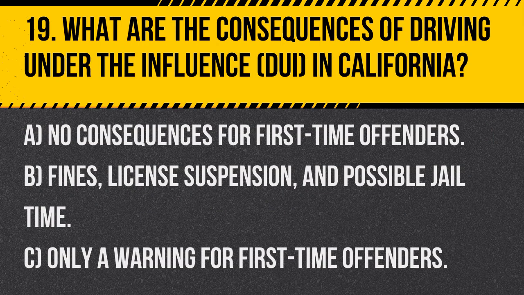Question 19. What are the consequences of driving under the influence (DUI) in California? A. No consequences for first-time offenders. B. Fines, license suspension, and possible jail time. C. Only a warning for first-time offenders.